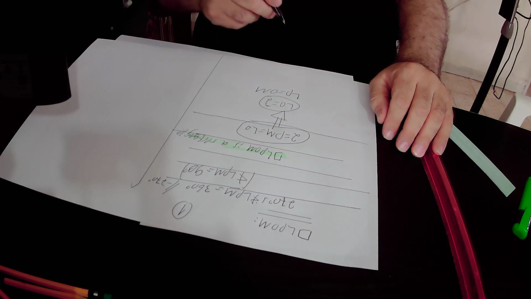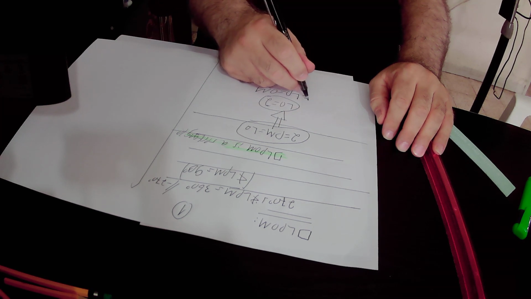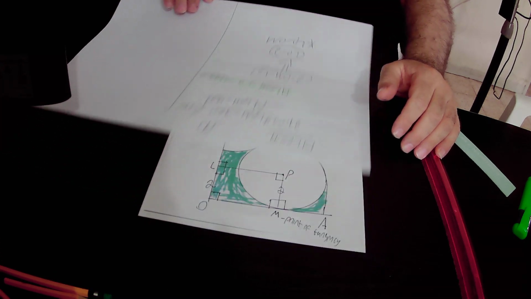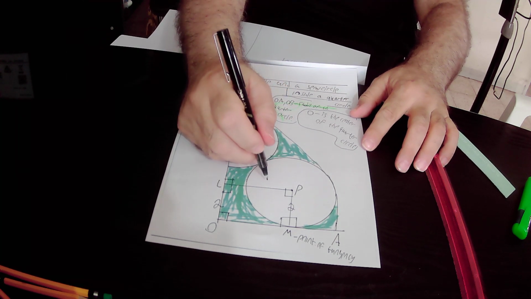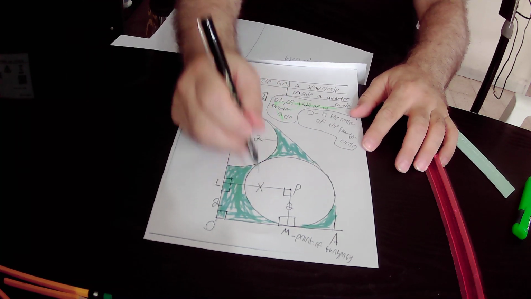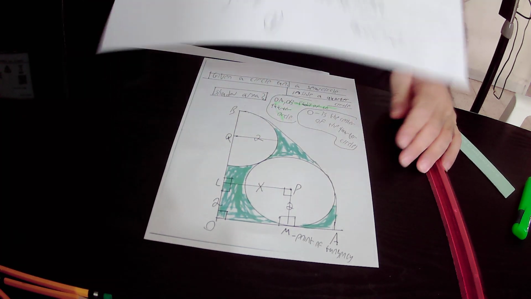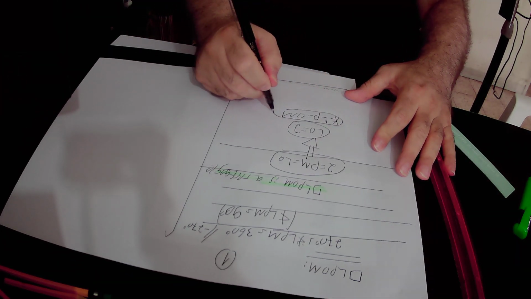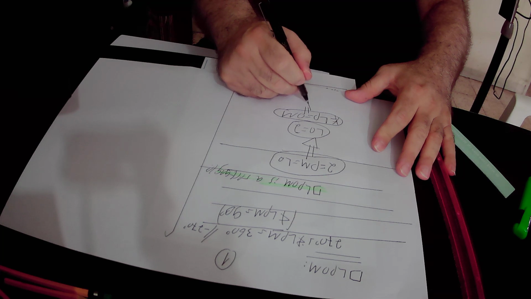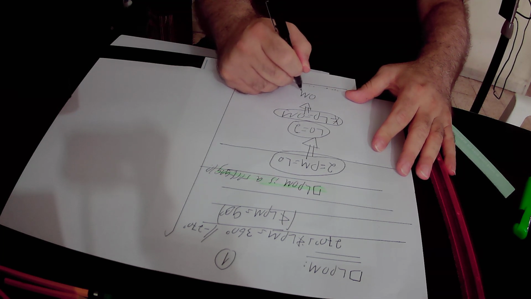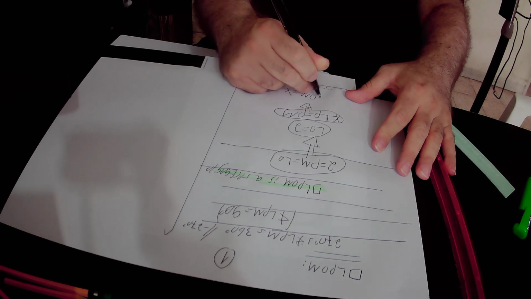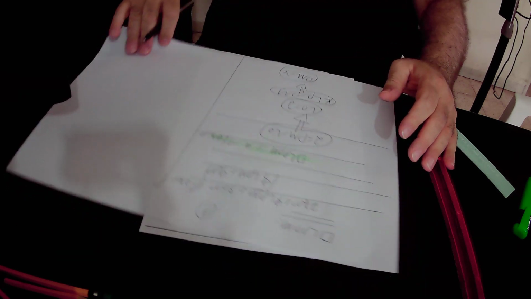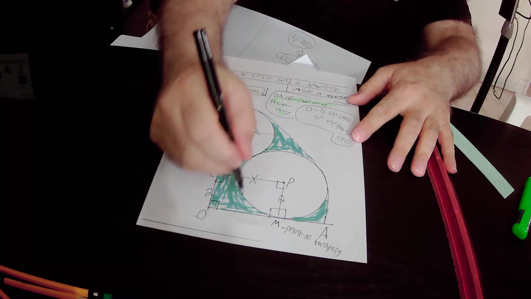So if we define side LP as X, then according to our definition, from this equation X equals LP equals OM, we will derive that side OM is also equal to X. Side OM equals X.